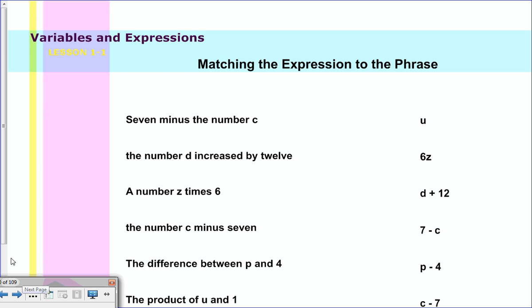All right, next page. There's a matching piece, matching the expression to the phrase. Let's see, why don't we go ahead and do this? Again, we can do them together. 7 minus the number C. Well, I see that keyword of minus, so I know I'm going to subtract. And this is an interesting one because there's really 2 with C and 7. Now, again, read it carefully. 7 minus the number C. On this one, they're taking away that C. So really, yes, 7 does come first on that one.